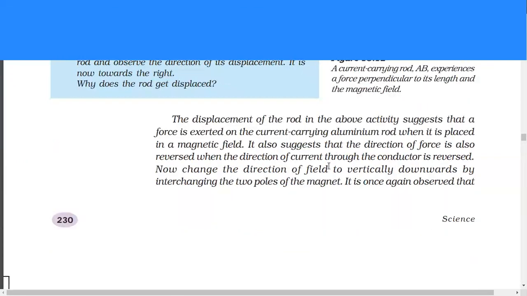The displacement of the rod in the above activity suggests that a force is exerted on the current carrying aluminium rod when it is placed in a magnetic field. It also suggests that the direction of force is also reversed when the direction of current through the conductor is reversed. Now, change the direction of field to vertically downwards by interchanging the two poles of the magnet.